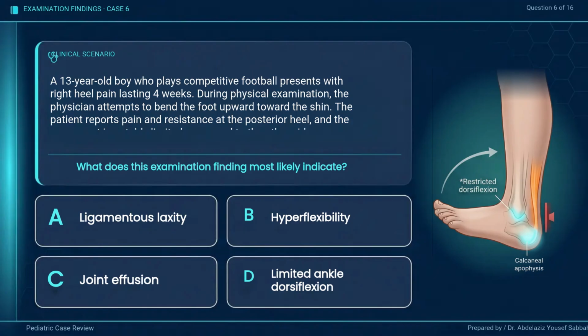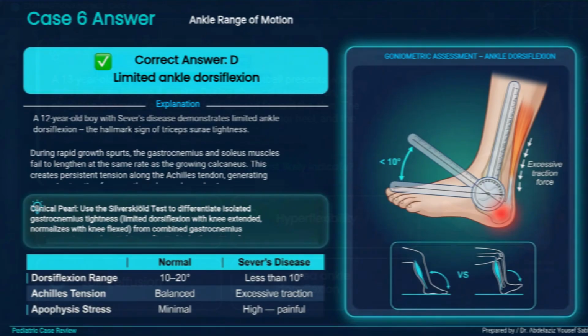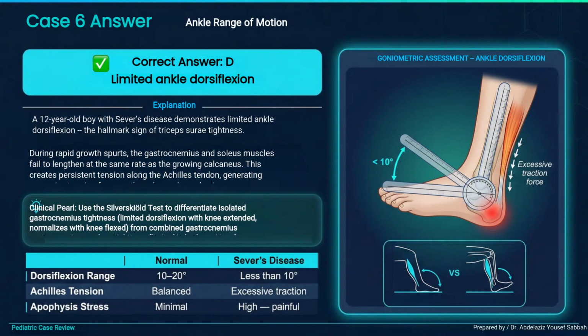During physical examination, the physician attempts to bend the foot upward toward the shin. The patient reports pain and resistance at the posterior heel, and the movement is notably limited compared to the other side. What does this examination finding most likely indicate? Option A, ligamentous laxity. Option B, hyperflexibility. Option C, joint effusion. Option D, limited ankle dorsiflexion. The correct answer is option D, limited ankle dorsiflexion.